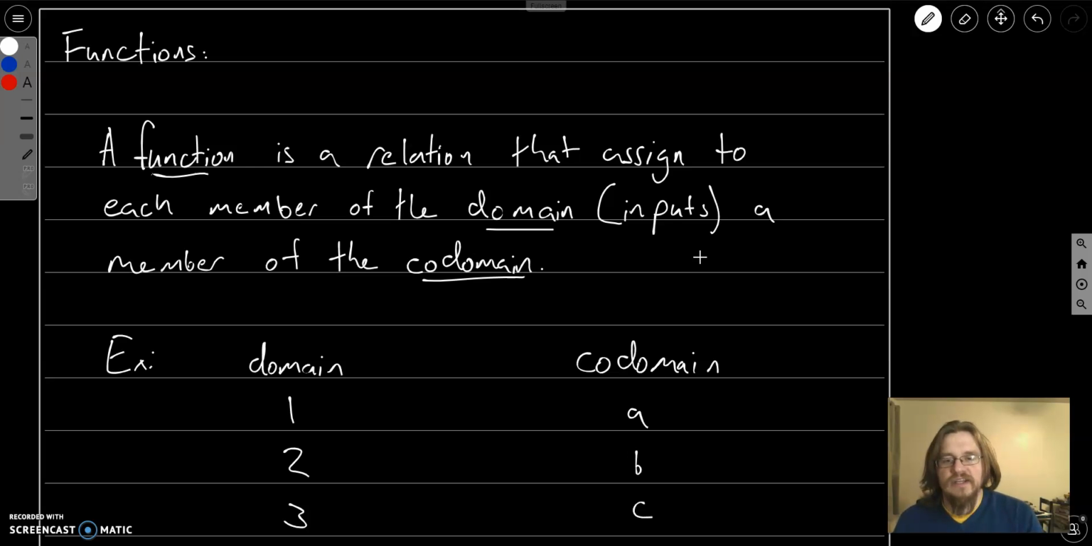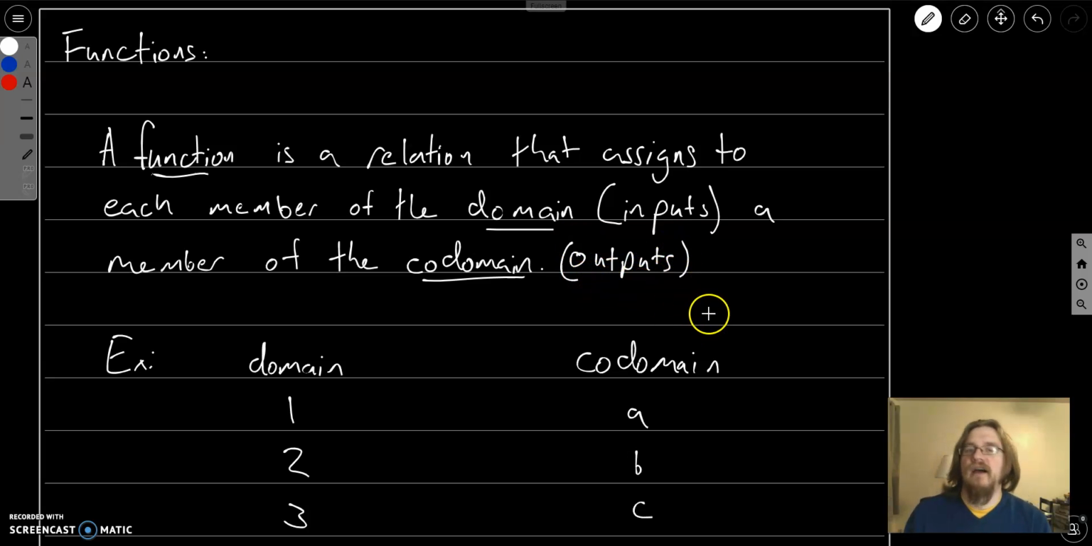A function is a relation that assigns to each member of the domain, which are the inputs, a member of the codomain, which we think of as the outputs. In my mind, I think of a function as a machine. You plug something in, you give it an input, the machine will take it and spit out an output. And it has to do so consistently. If you give it the same input over and over again, it will spit out the same output. So there's a very specific rule that the function follows.